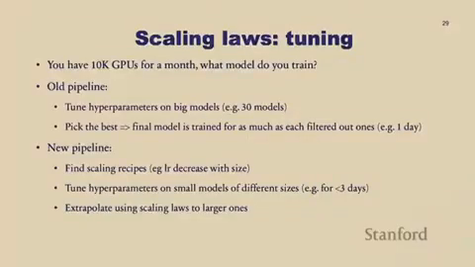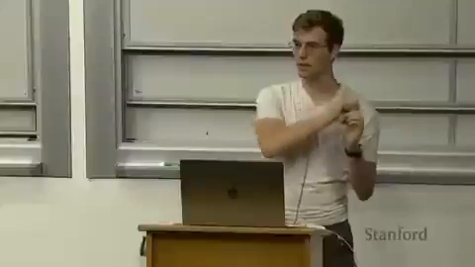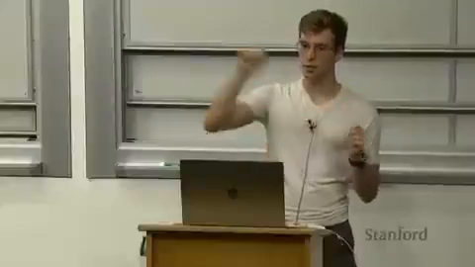Then I will fit a scaling law and try to extrapolate from these smaller models which one will be the best if I train it for much longer, if I train it for a larger model. And then I will train the final huge model for 27 days instead of just 1 day. So the new pipeline is not to do hyperparameter tuning on the real scale of the model that you're going to use in practice, but to do things on smaller ones at different scales, and try to predict how well they will perform once you make them bigger.